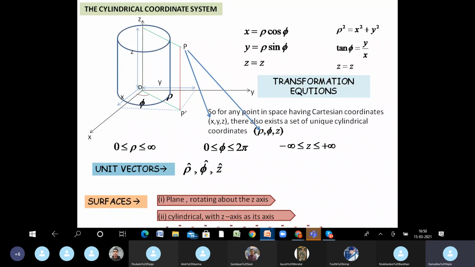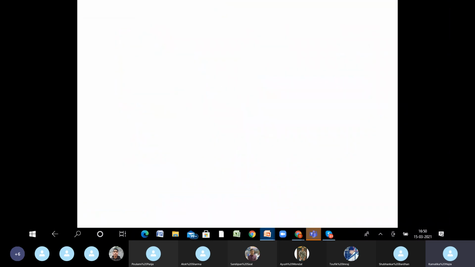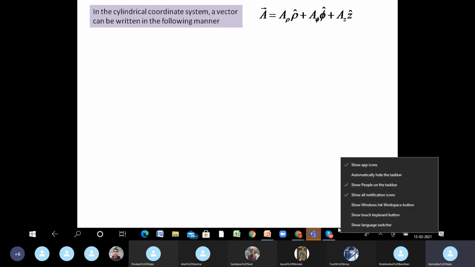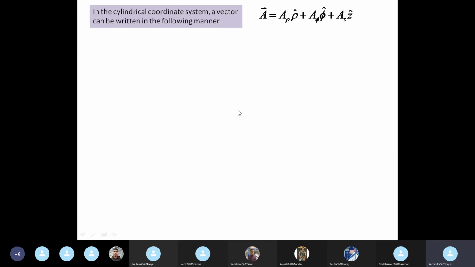These are the three surfaces. Now next we will see how we know that in the Cartesian system we write a vector as ax i cap plus ay j cap plus az k cap. Now let us see how in the cylindrical system we can write a vector. So now from intuition we can say that a vector can be written as a rho rho cap plus a phi phi cap plus az z cap.